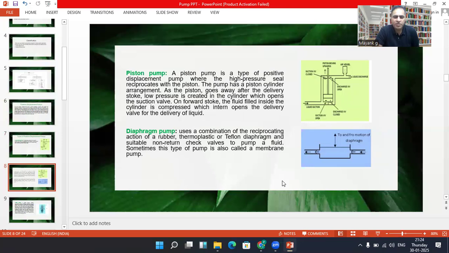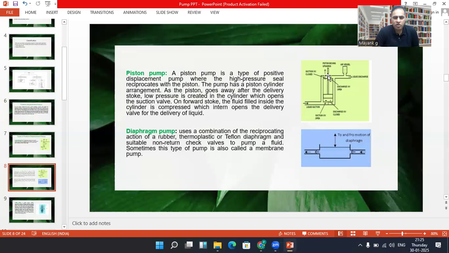First is the piston type, and second is the diaphragm pump type. In the piston type pump, there is a high pressure seal that reciprocates with the piston. The pump has a piston cylinder arrangement. As you can see in this picture, there is a cylinder and there is a piston inside the cylinder.